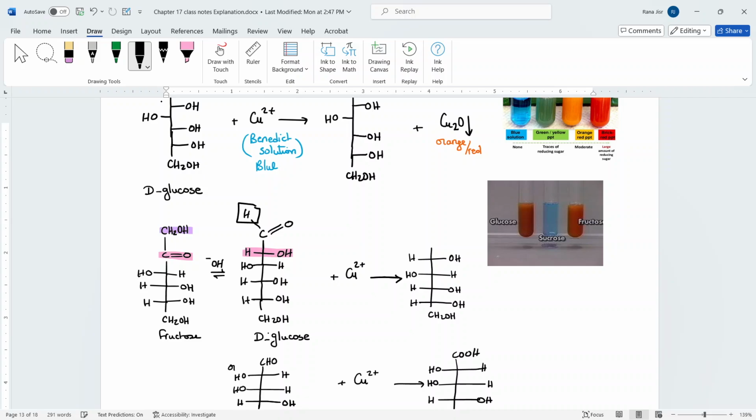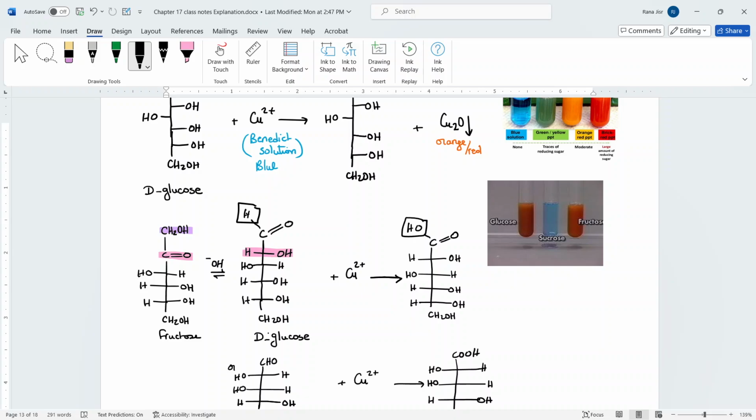This is what it does. And then once you add the Benedict solution in there, remember you do have a basic medium. The basic medium is going to allow the ketone to rearrange into an aldehyde. So the fructose will turn into a glucose in this case. And then in the presence of the copper hydroxide Benedict solution, this hydrogen will get oxidized further, and you're going to end up getting a carboxylic acid in this case.